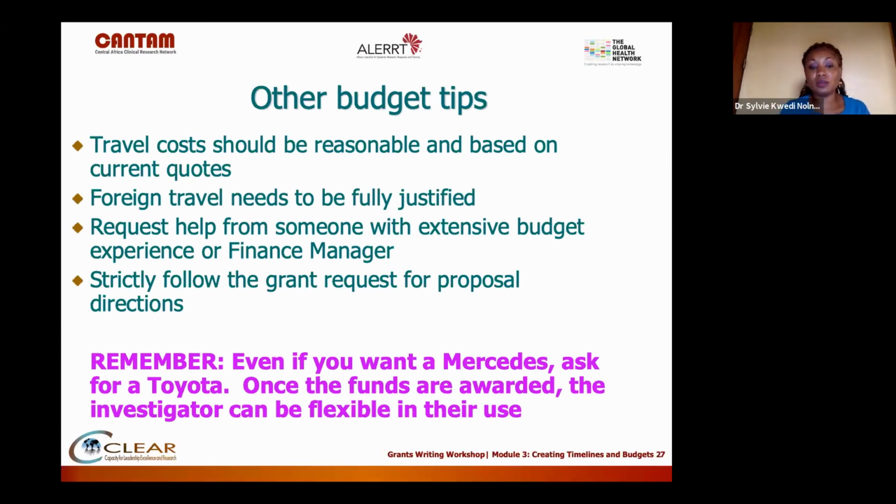So be reasonable. Justify your expenses. It gives a reviewer confidence that you know what you're talking about and you know what it takes. It helps a lot to work on the budget with somebody who has extensive budgeting experience, especially if it's a large budget, because this person has an expert eye and can guide you. This makes sense, this doesn't make sense.